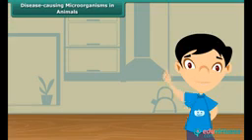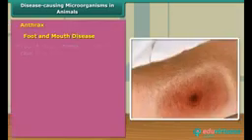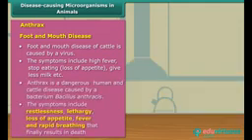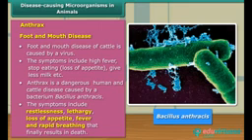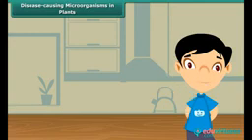Now let's move on to our next topic that discusses diseases in animals. Have you heard about any animal disease caused by a pathogen? Anthrax and foot and mouth diseases are the common examples of animal diseases. Anthrax is a bacterial disease caused by Bacillus anthracis, while foot and mouth disease in cattle is caused by a virus.